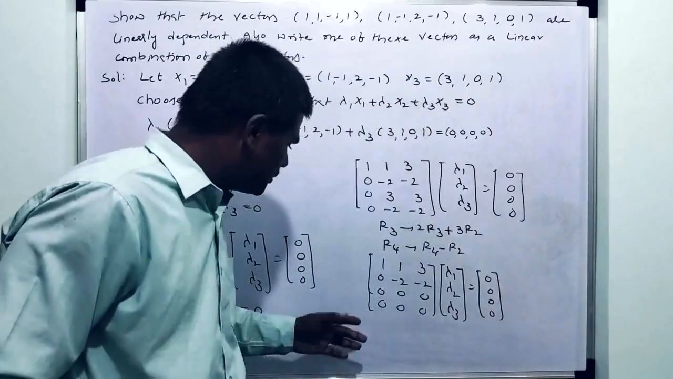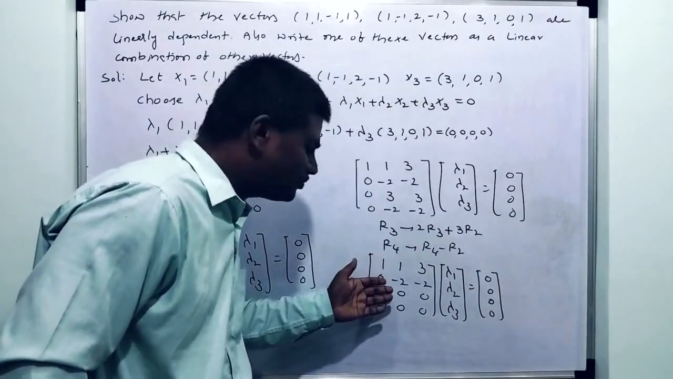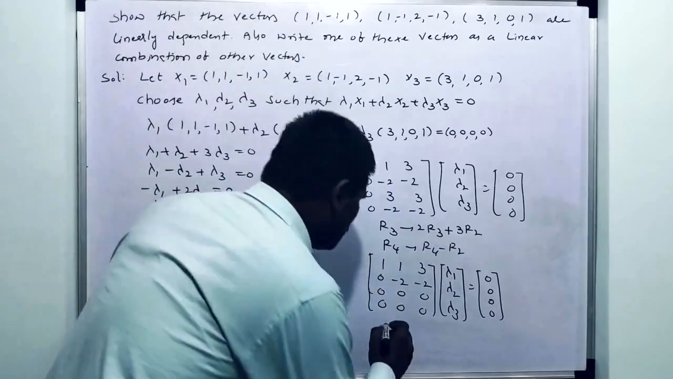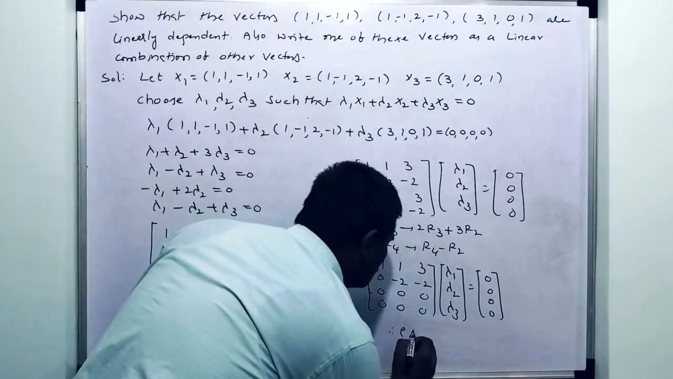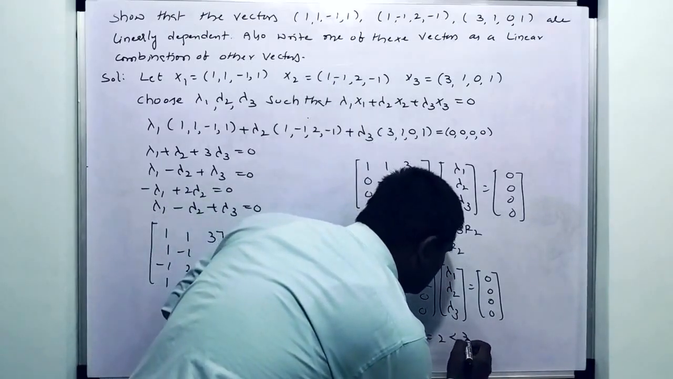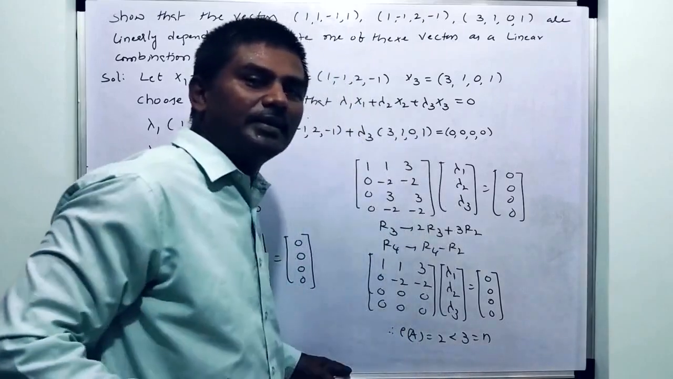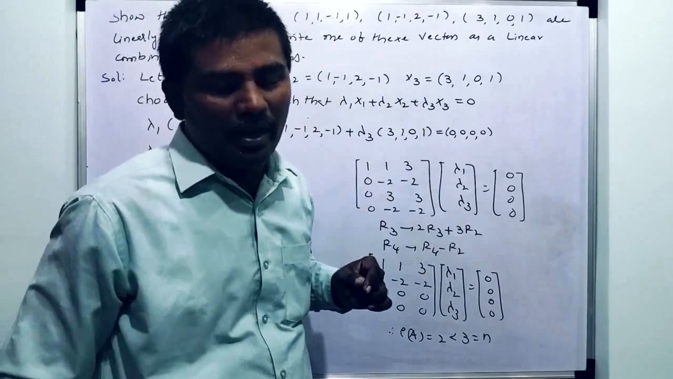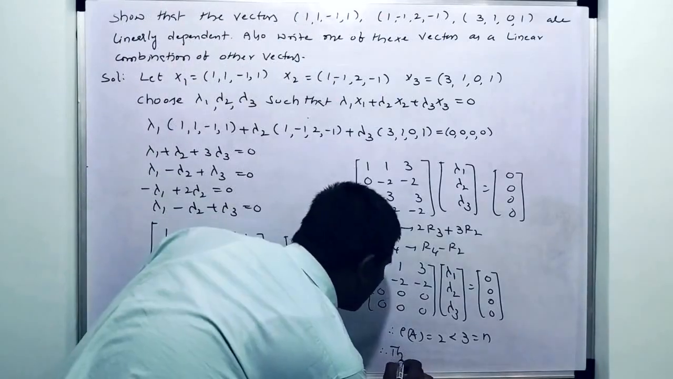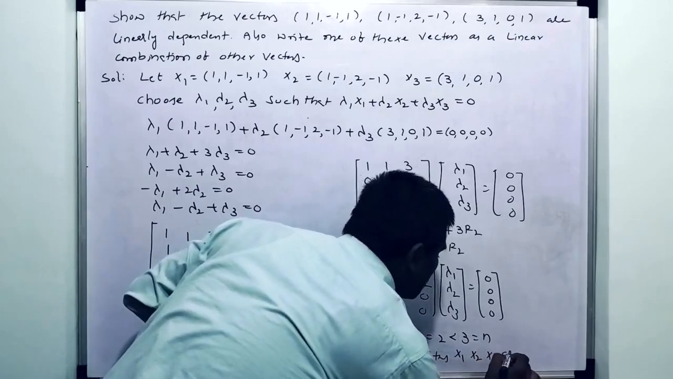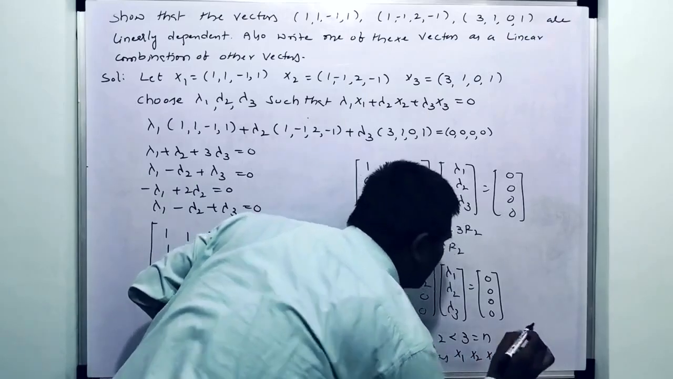What you have noticed? This is in echelon form and the rank of this one is 2 because the number of non-zero rows is 2. Therefore, rank of A is equal to 2, but the number of unknowns is 3, which is more than the rank. That means the given vectors are linearly dependent. Therefore, the vectors x1, x2, x3 are linearly dependent.